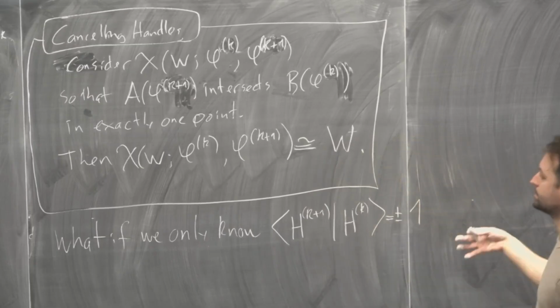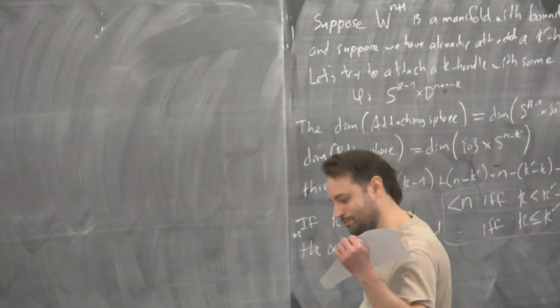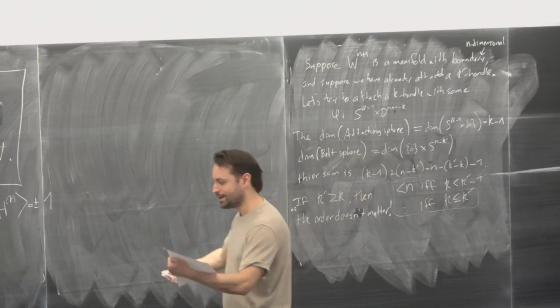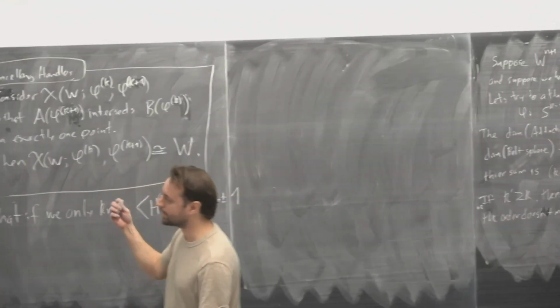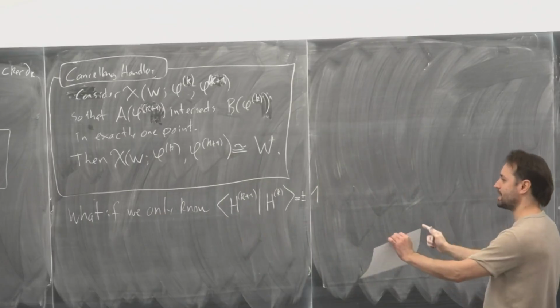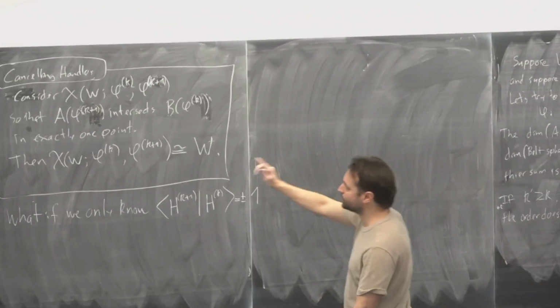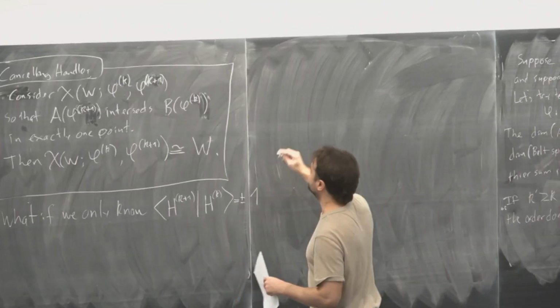So this isn't telling us that we intersect exactly once. It's telling us that we take all of our intersections and pair up pluses and minuses as much as we can, and we'll only be left with one point. If we can geometrically cancel those pluses and minuses, then we can apply the handle cancellation theorem. So this is the big step.